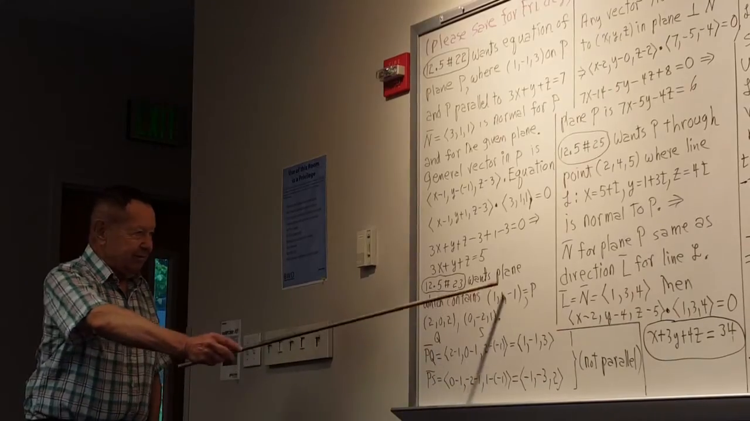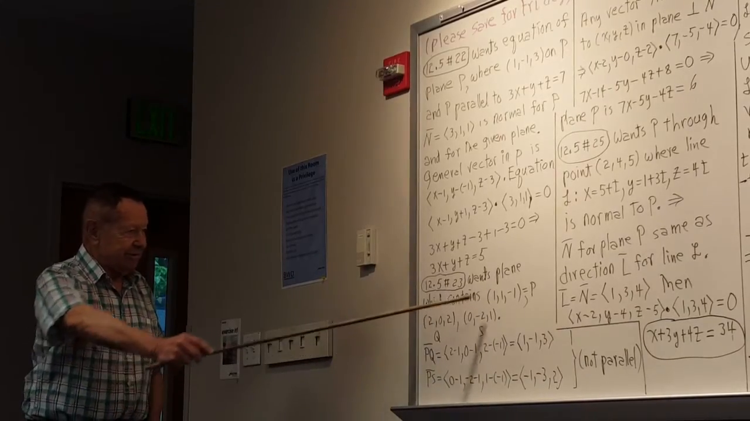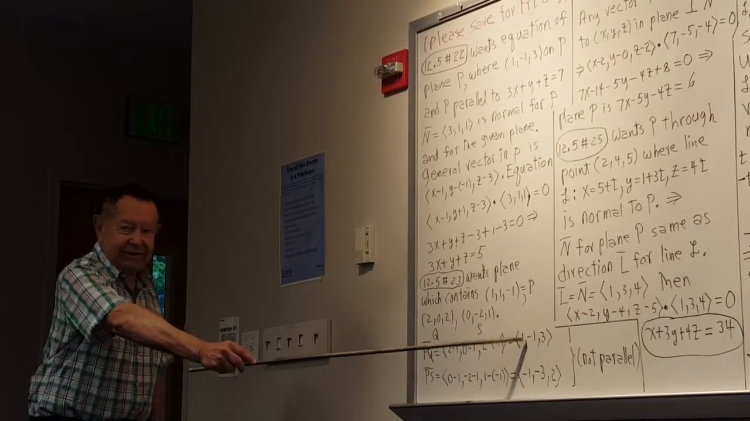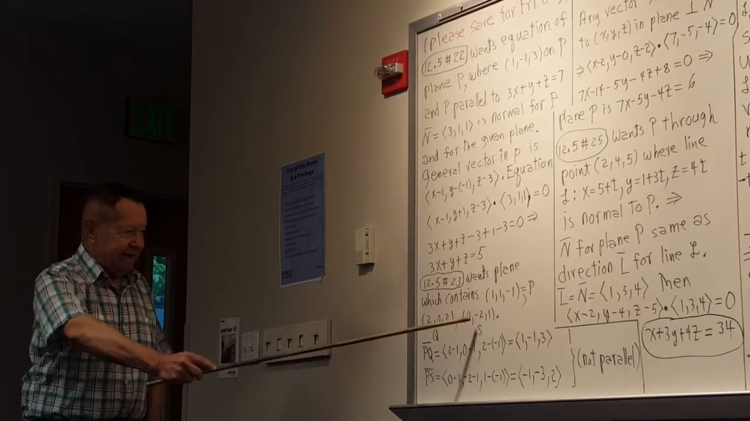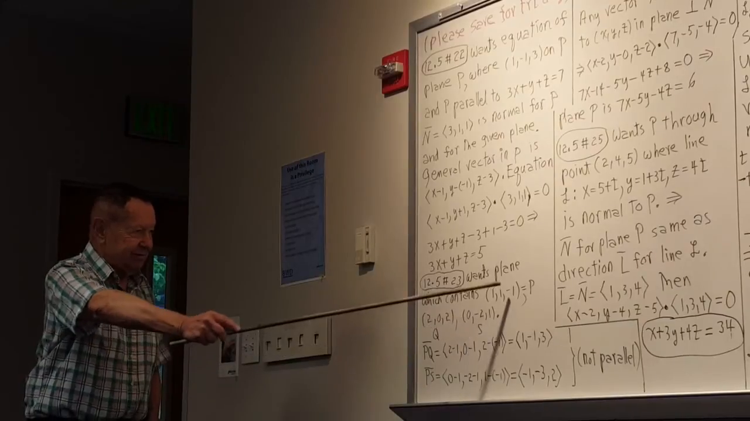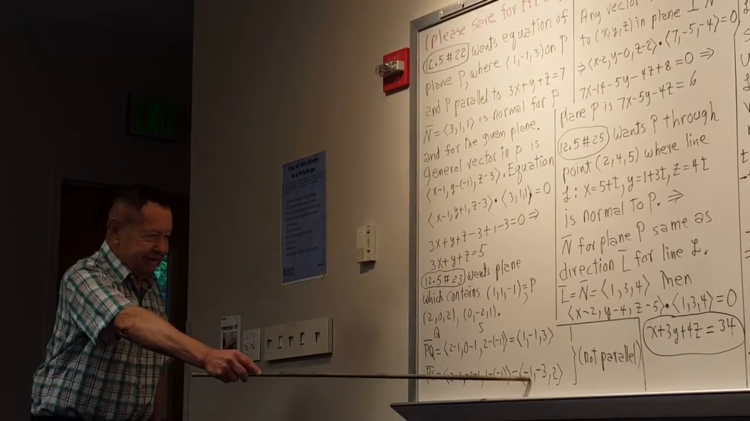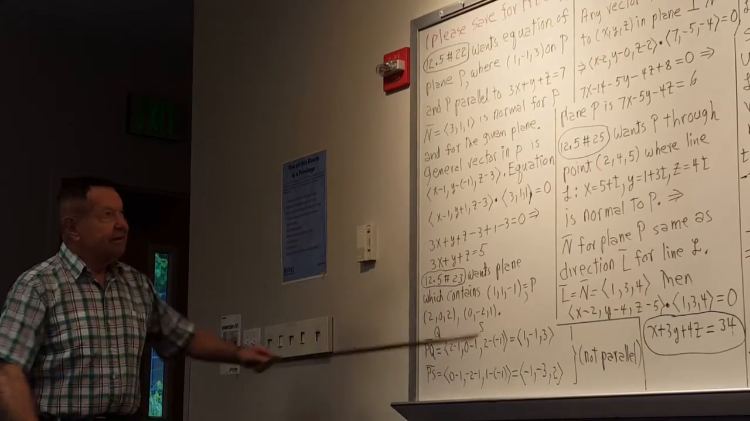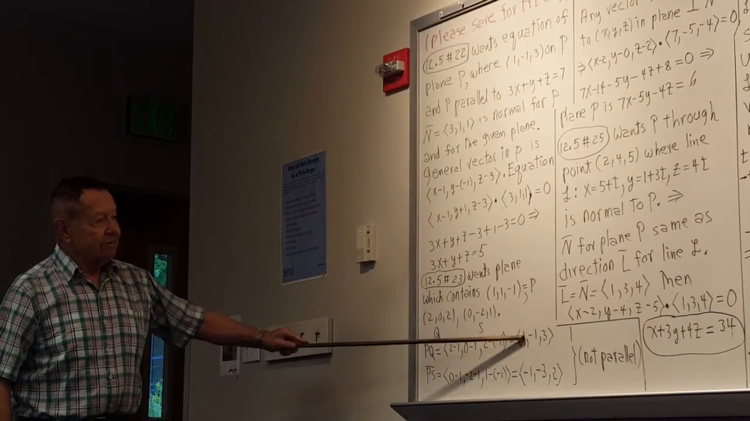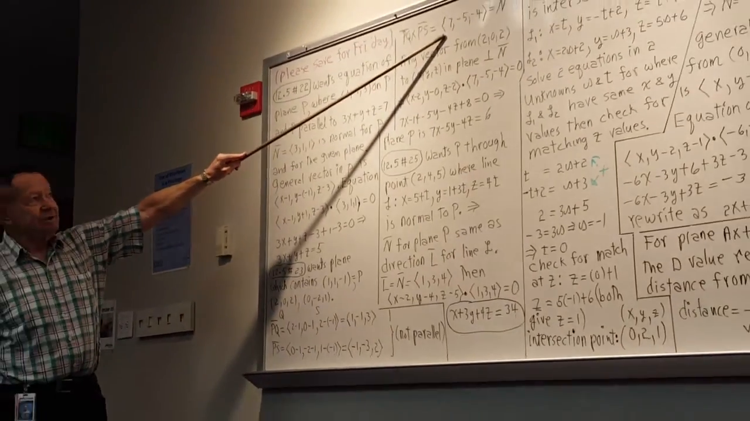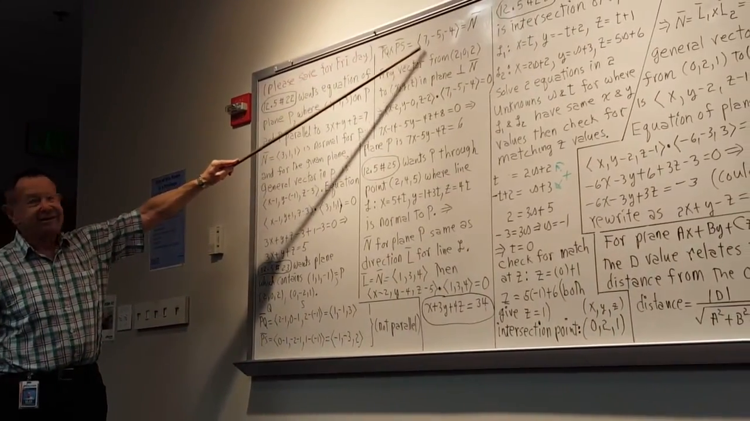So P to Q then. You take the Q numbers minus the P numbers. You get this vector. P to S. You take the S numbers minus the P numbers, like I have here. You get this vector. Then you cross them. And this is what you'll get if I did it right.